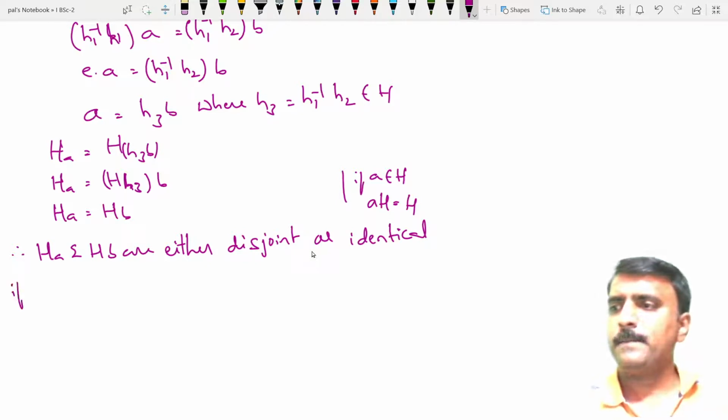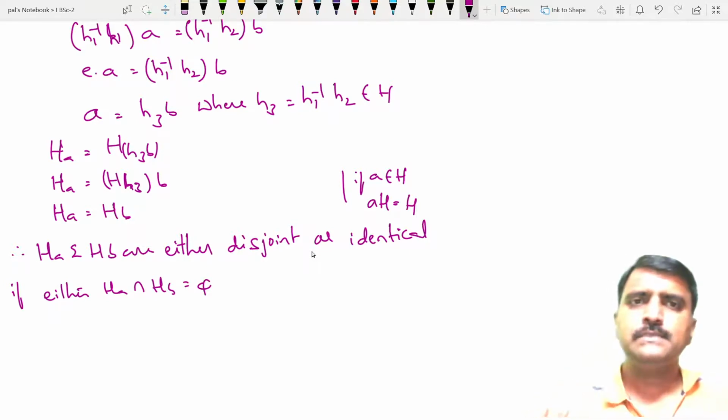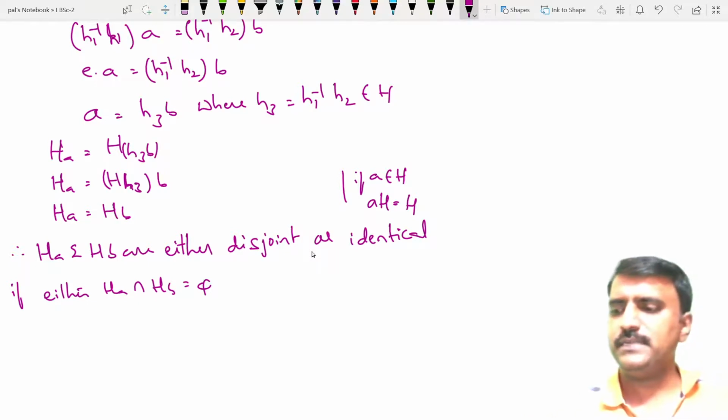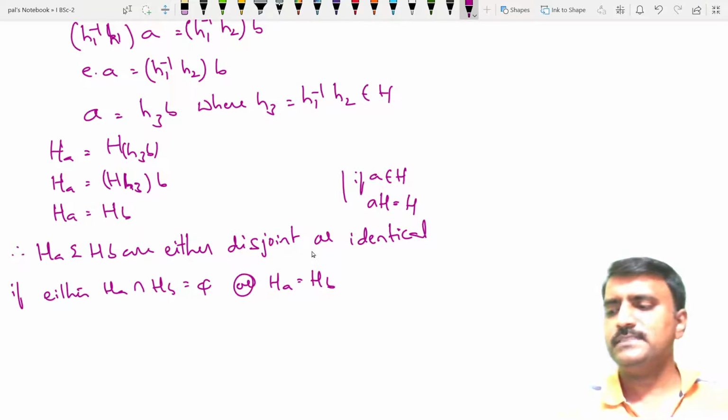If HA intersection HB is equal to phi, that means HA and HB are strictly disjoint, there are no common elements. Okay, or if there is a common element, then they are identical. If HA intersection HB is not phi, that is, not a null set, then definitely HA is equal to HB.